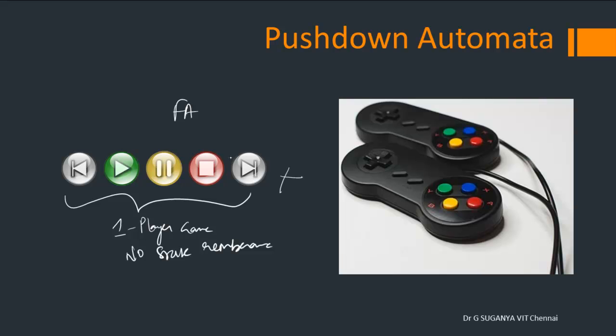we have left. For example, in a two-player game, if player one plays and then player two plays the same game, and if player one goes into pause for some time while player two is playing, the state of player one has to be remembered so that it can be restored when he comes back. Similarly, the state of this player also has to be remembered when he comes back. That's where we are in need of a memory element.